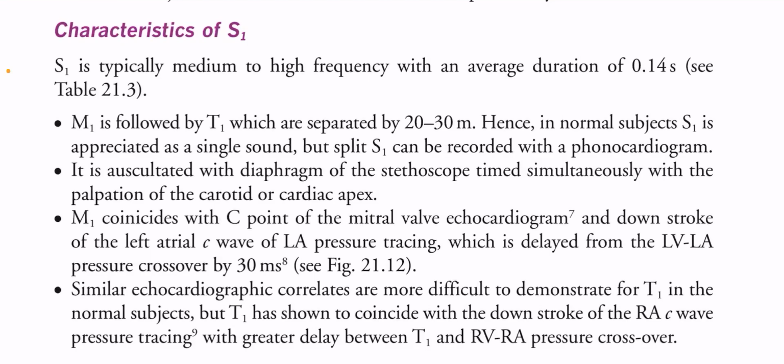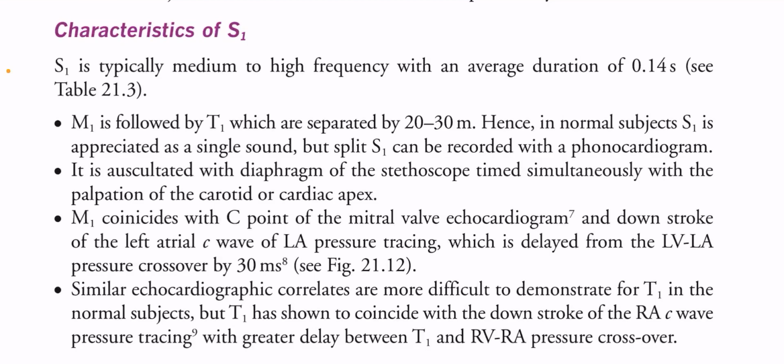S1 is typically medium to high frequency with an average duration of 0.14 second. M1 is followed by T1, which are separated by 20 to 30 milliseconds. Hence, in normal subjects, S1 is appreciated as a single sound, but split S1 can be recorded with a phonocardiogram.